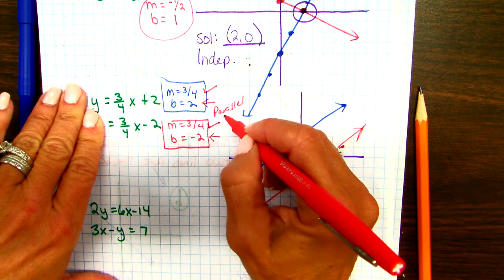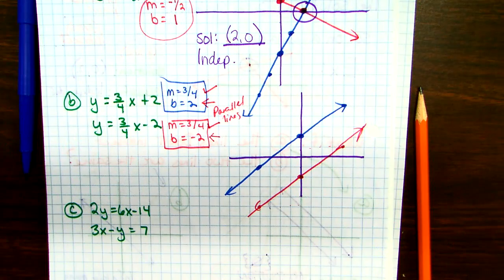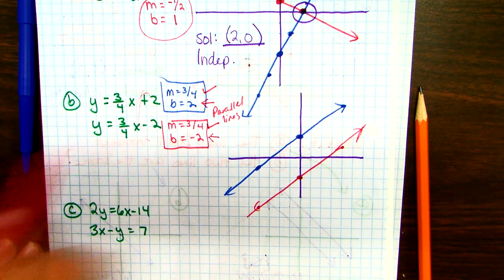Okay? They have to have the same slope. They tilt at the same angle. But their y-intercepts, the b value, is different. You can see it right here. One's a plus, one's a minus.